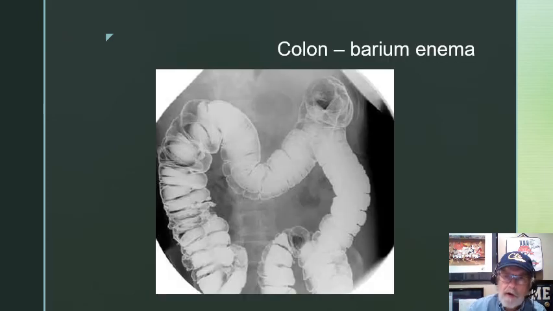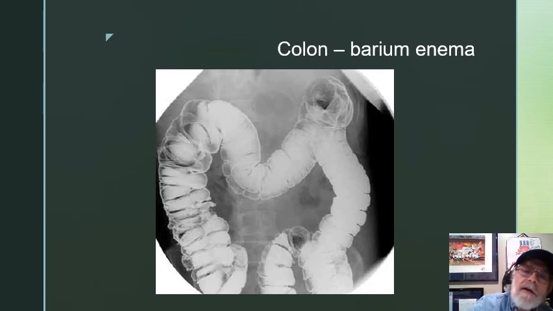This is a barium enema, okay? In a barium enema, they've actually put barium into there. It's a dense material, so it stops the X-rays. It's like having metal in there. It's real heavy stuff.